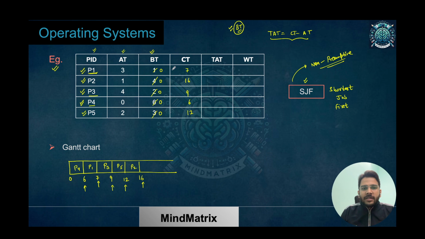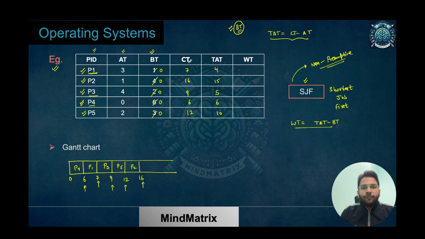So completion time 7 minus 3, that is going to be 4. 16 minus 1, that is 15. 9 minus 4, that is 5. 6 minus 0 is 6. 12 minus 2 is 10. What about waiting time? Waiting time is nothing but your turnaround time minus burst time.